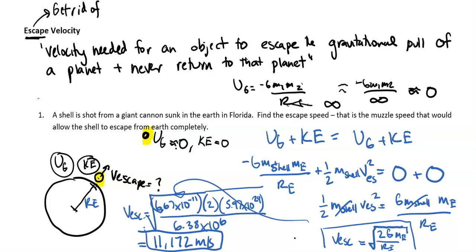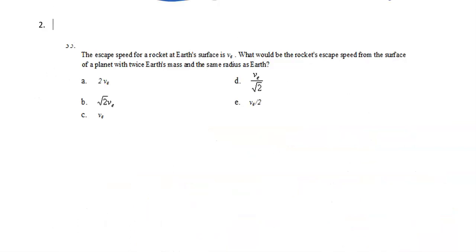Cool. Well, thank you for, oh, no, no, we're going to go over one more together. One that is kind of pretty similar on AP Physics exam, a typical multiple choice example with just variables. So last one, and then you're out. Okay, so let's look at this one. So escape speed for a rocket at Earth's surface is VE. What would be the rocket's escape speed from the surface of a planet that is twice Earth's mass and the same radius as Earth? Okay, so we're trying to find escape speed.